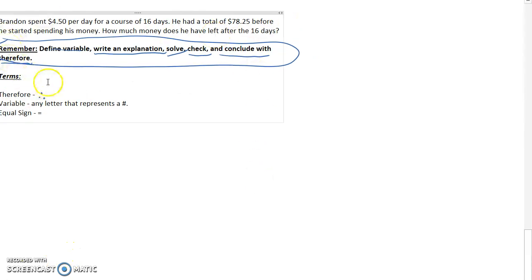So now on to how the terms are represented. Therefore, I talked about, is 3 dots like this. And a variable is any letter that represents a number. An equal sign is used before an equation to make it neater and conclude the equation.